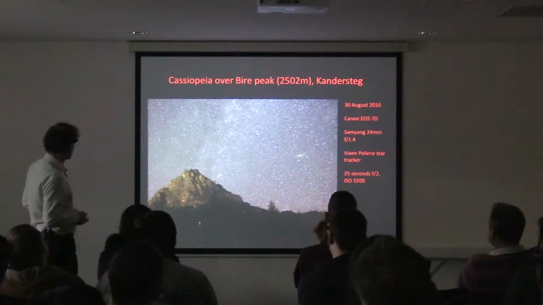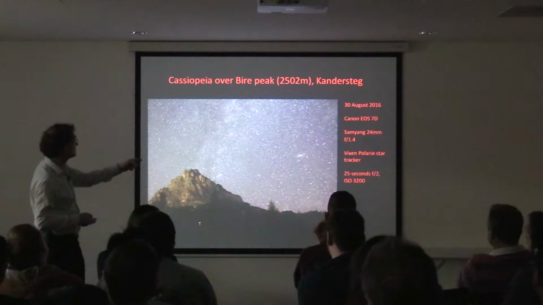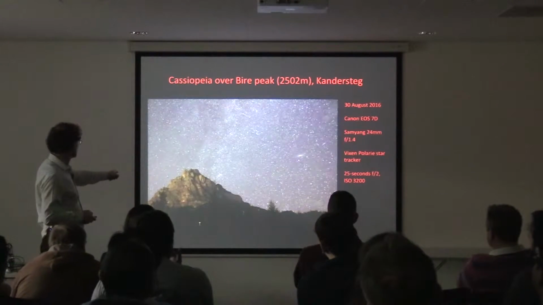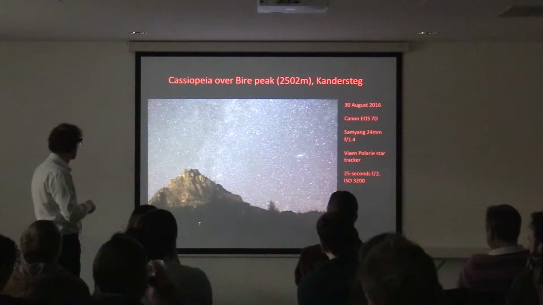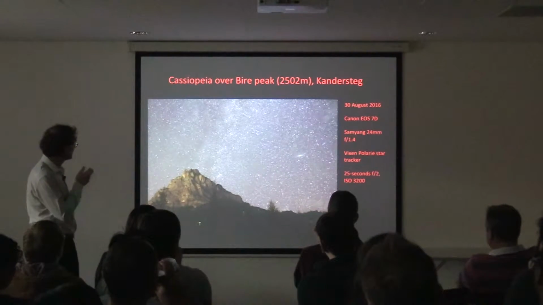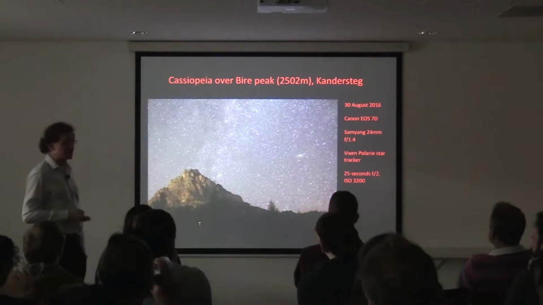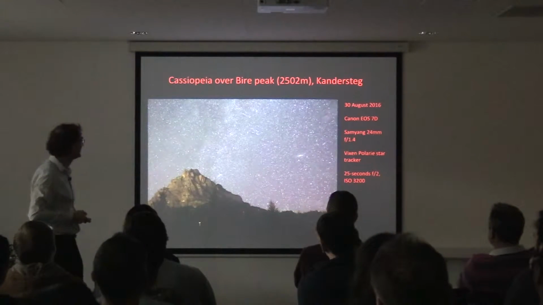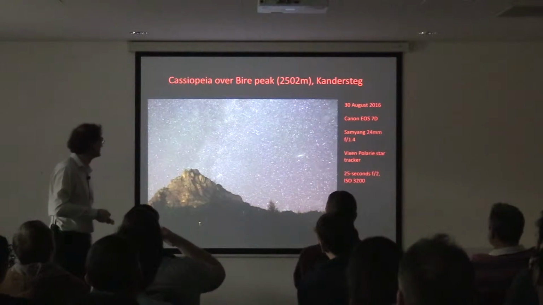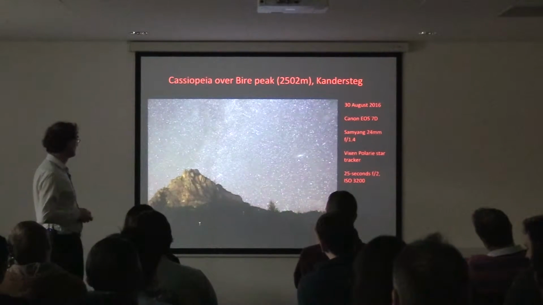This was taken with a star tracker. This was only a very short exposure. It was only 25 seconds because I wanted to follow the stars, but I didn't want to blur the land too much. So you can see this small mountain peak there. This is taken just above the village of Kandersteg in Switzerland, because I've started taking the star tracker on holiday with me, so I can dabble in this while I'm away.